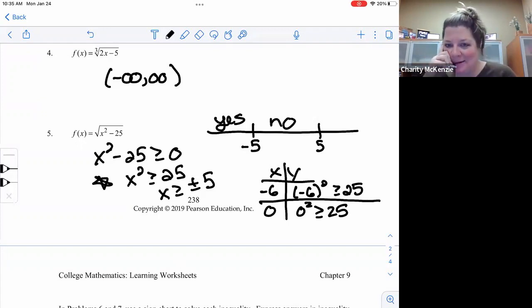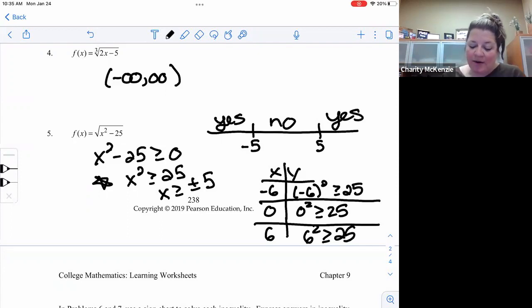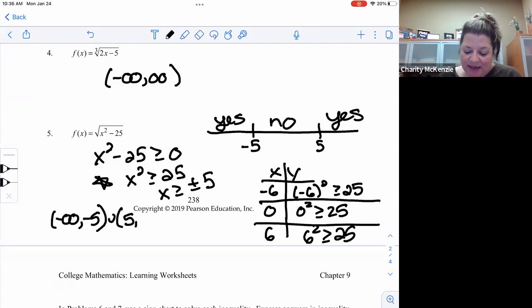That's why I had to stop and say, you can't just put negative 5 and 5. You have to know where in between each of those. So then the value above 5 would be 6. So 6 squared is greater than or equal to 25. So this section is a yes. So where are the solutions to this? The solutions would be from negative infinity to negative 5 and from 5 to infinity.